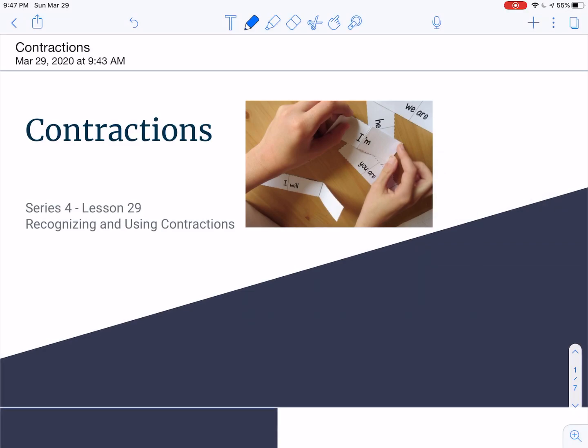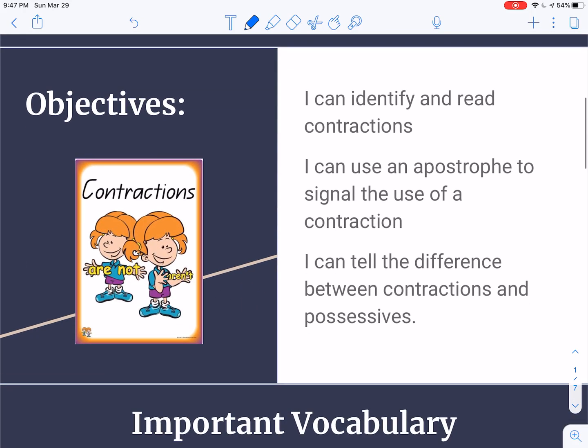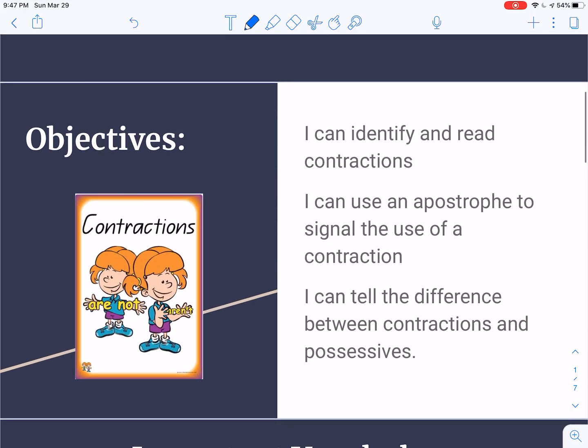Hello, boys and girls. Are you ready to learn about contractions today? Well, do you know what is a contraction? That's okay. If you know or if you don't, today that's what we're going to be working on.